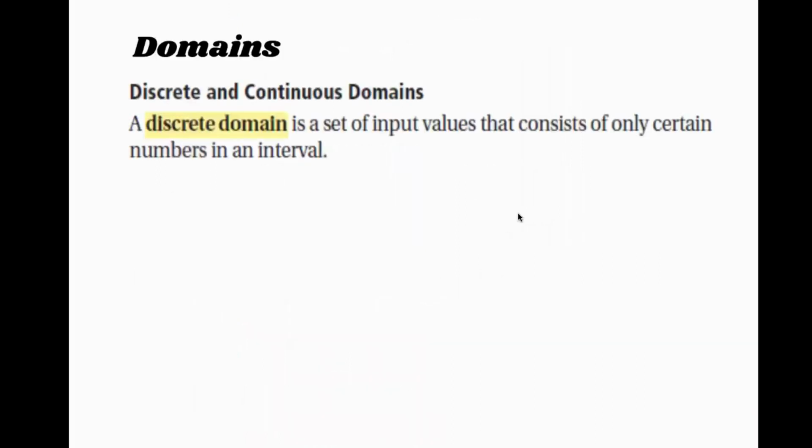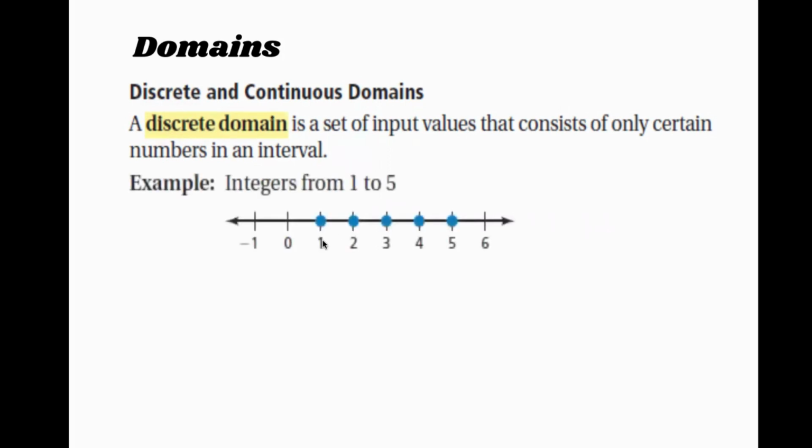Now we're going to go over domains. There are two different types of domains that we'll be learning in Algebra 1, which are discrete and continuous domains. A discrete domain is a set of input values that consist of only certain numbers in an interval. For example, we can say integers from 1 to 5, but that would just be 1, 2, 3, 4, and 5. It wouldn't include anything in between, like 1.5 or 3 1/4.